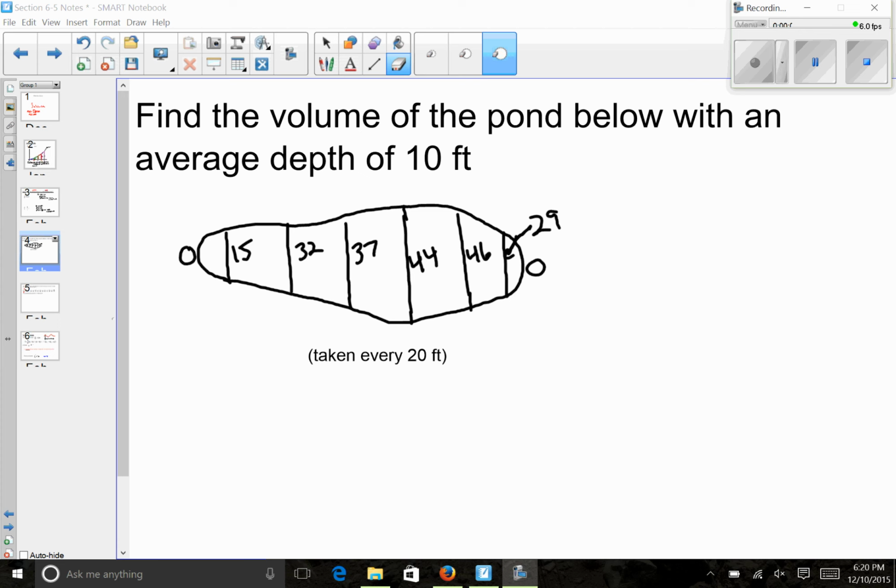So in this video, I wanted to do some more with Trapezoid Rule, a little bit more as far as application of it goes, more typical way it gets used. So here we're looking at the top down on a pond. So this is the surface of the pond.